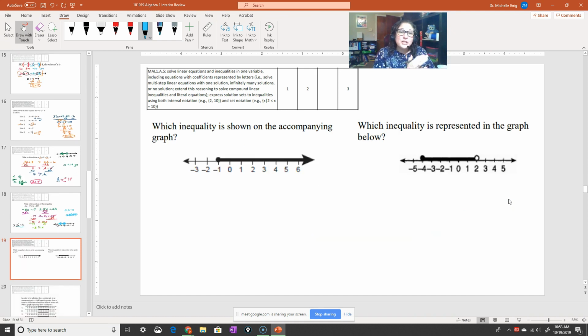Next, which inequality is shown in the accompanying graph? Okay, you guys are troopers. Thank you for being here.